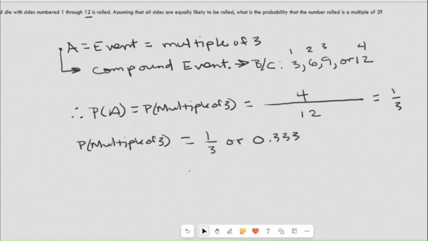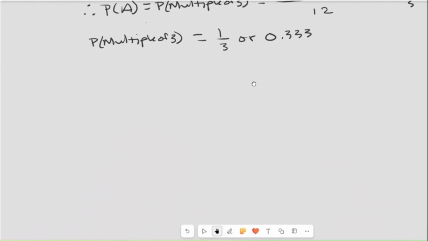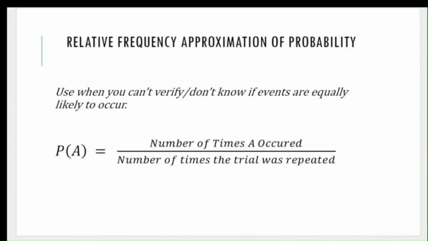The two examples just outlined illustrate how the classical approach can be used to determine probabilities when the associated events are equally likely to occur. But what about when they're not equally likely to occur? How can we proceed? For that, we can rely on the relative frequency approximation. Here, we have our expression for that, where A, again, denotes our event in question.